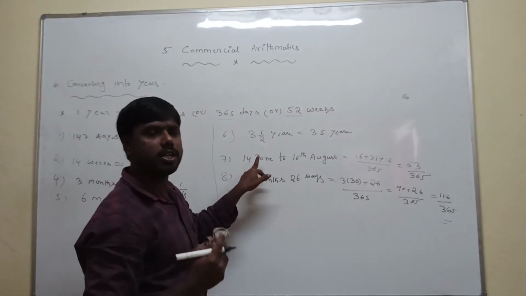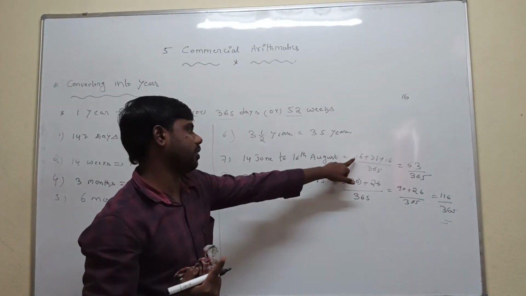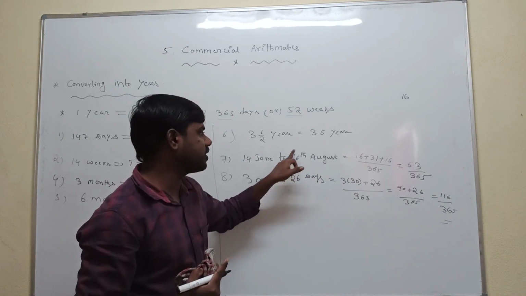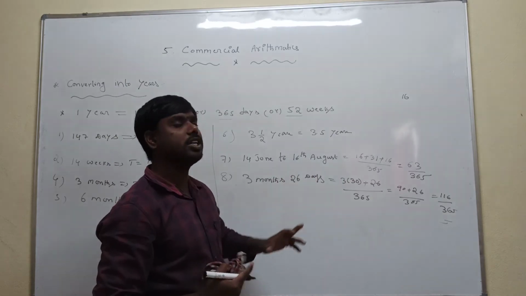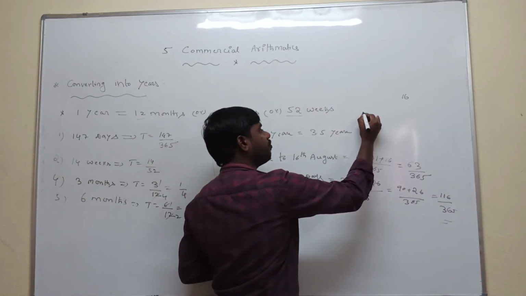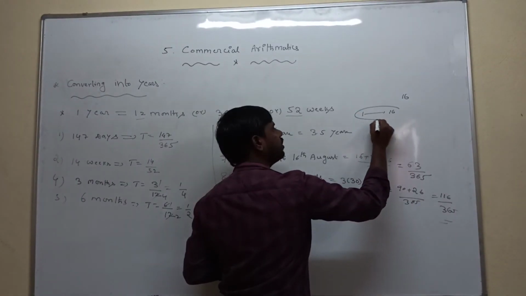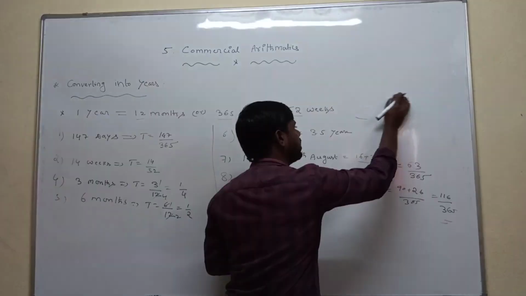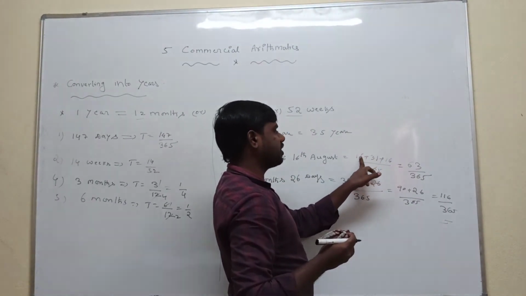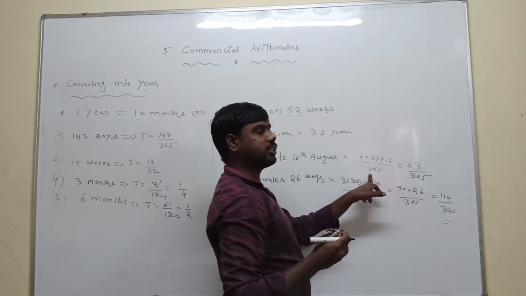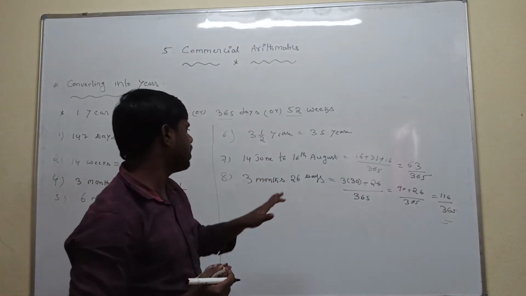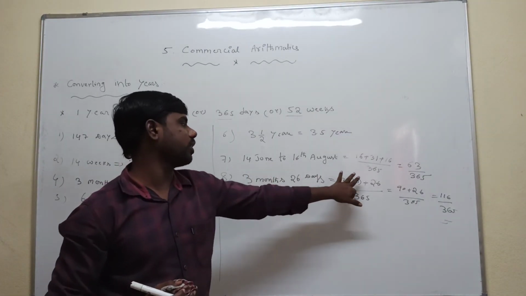14 June means 30 minus 14 is 16. July month has 31 days. From 14 June up to 16th August, from August 1 to 16, totally 16 days. That's why we are taking 16. 16 plus 16 is 32. 32 plus 31 is 63. 63 by the total days, 365 days. Because we are converting these days to a year, that's why we are taking total days.